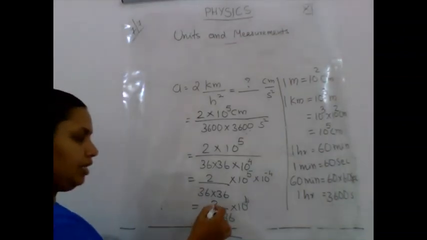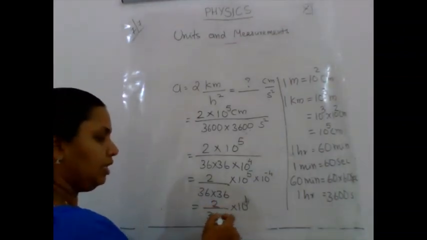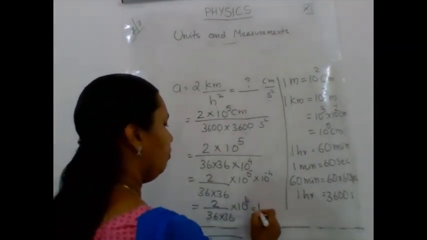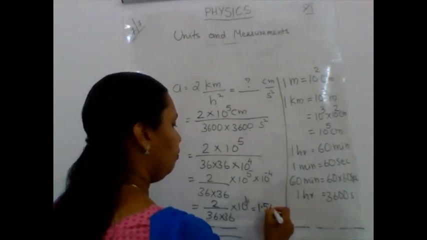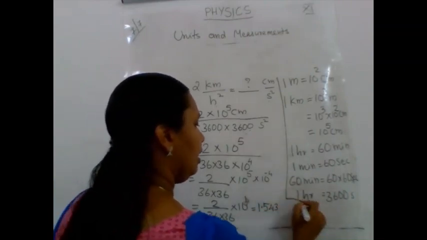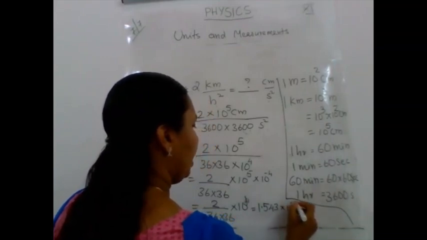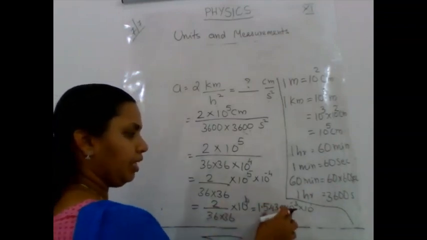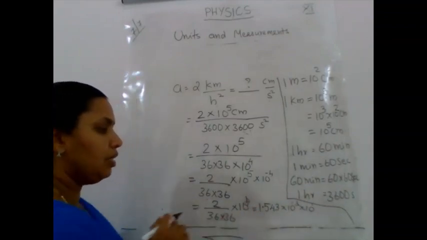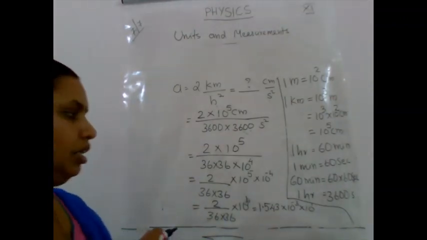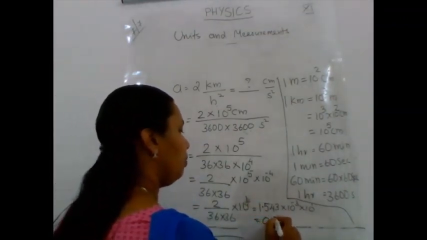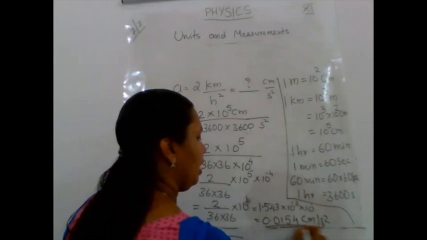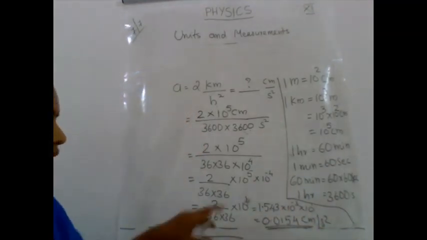We just divide this. 2 by 36 comes 1 by 18. 18 into 36. On simplifying, you will get 1.543. You just multiply and see. Into 10 raised to minus 3 into 10 raised to 1. On simplifying, it comes to 0.0154 centimeter per second square. So this is the conversion. Till here only this is the new one.